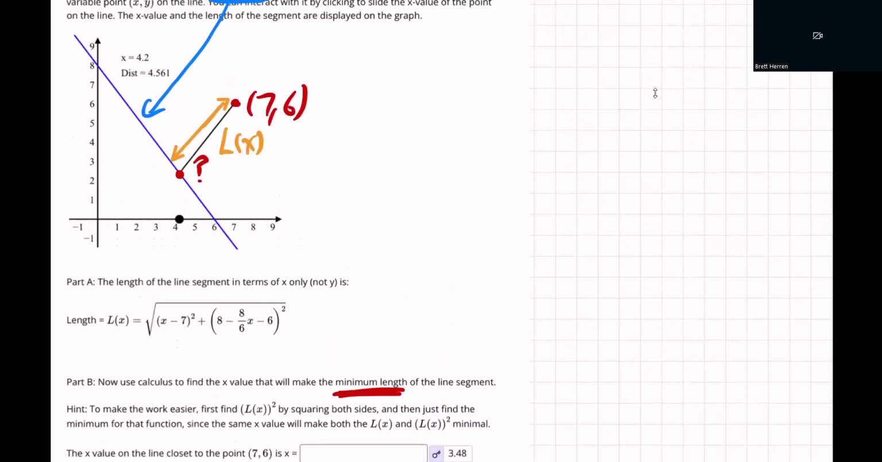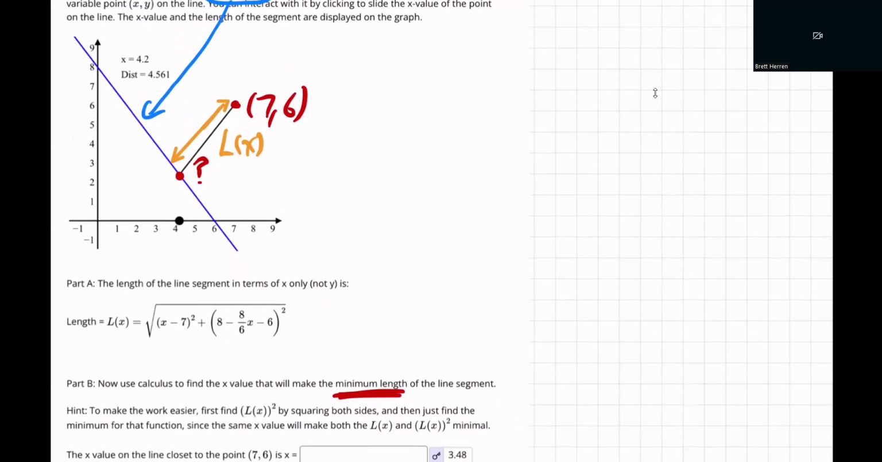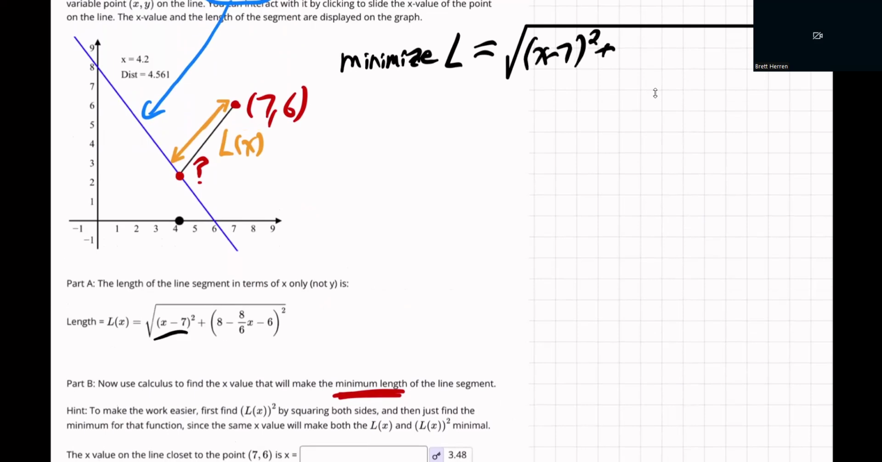So we want to take that thing and minimize this. Let me bring it up here. We want to minimize L, which is the square root of x minus 7 squared plus, and then this, 8 minus 8 sixths x minus 6 squared.